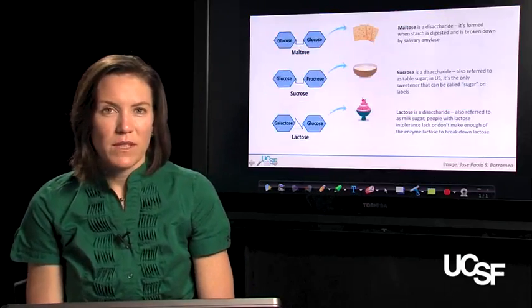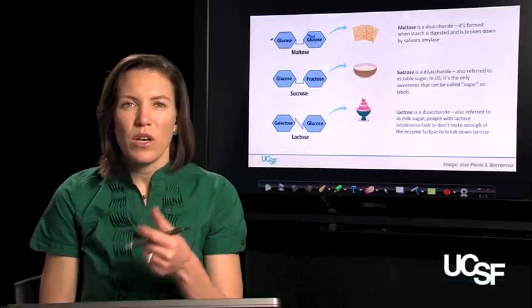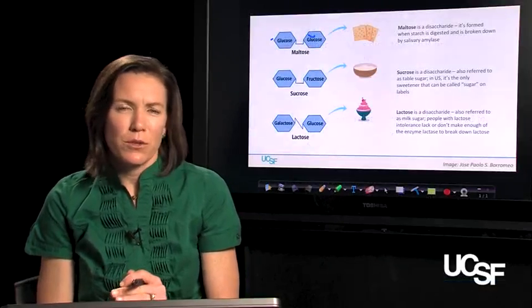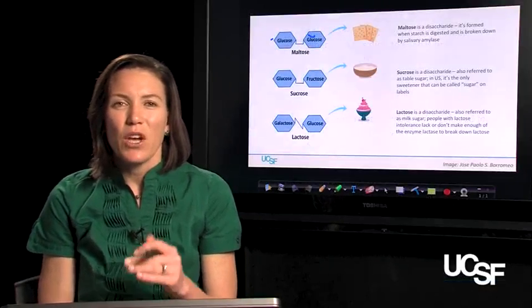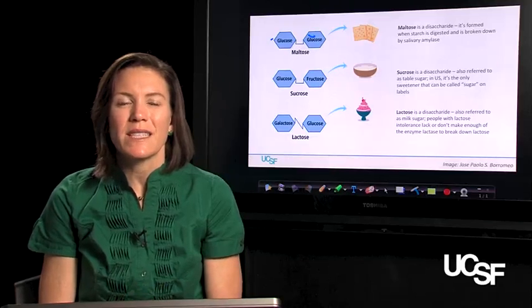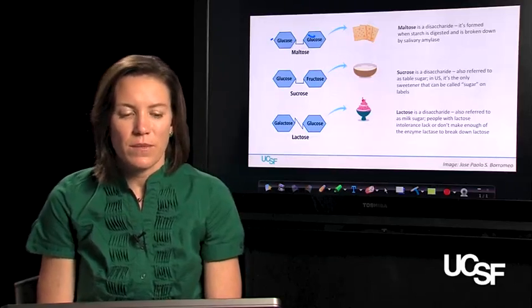So maltose, in summary, that's the disaccharide made up of 1 molecule of glucose and another molecule of glucose. It's formed when starch is digested, and it's broken down by salivary amylase. So if you take a cracker and you put it on your tongue, and you don't chew it, you can feel that cracker start to disintegrate if you're making salivary amylase. Okay? And the maltose is the slightly sweet taste that you experience when you hold that cracker on your tongue.